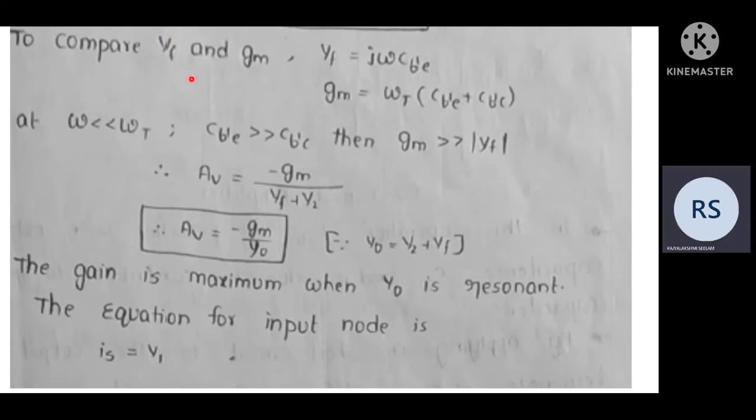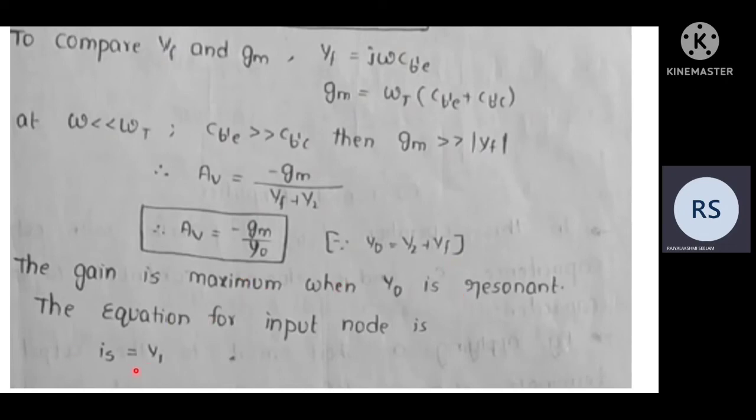Comparing YF and gm: YF equals j omega CB dash C, and gm equals omega T (CB dash E plus CB dash C). At omega far less than omega T, and CB dash E far greater than CB dash C, gm is far greater than the modulus of YF. Therefore AV equals minus gm by (YF plus Y2), which is minus gm by Y0, since Y0 equals Y2 plus YF. The gain is maximum when Y0 is resonant.